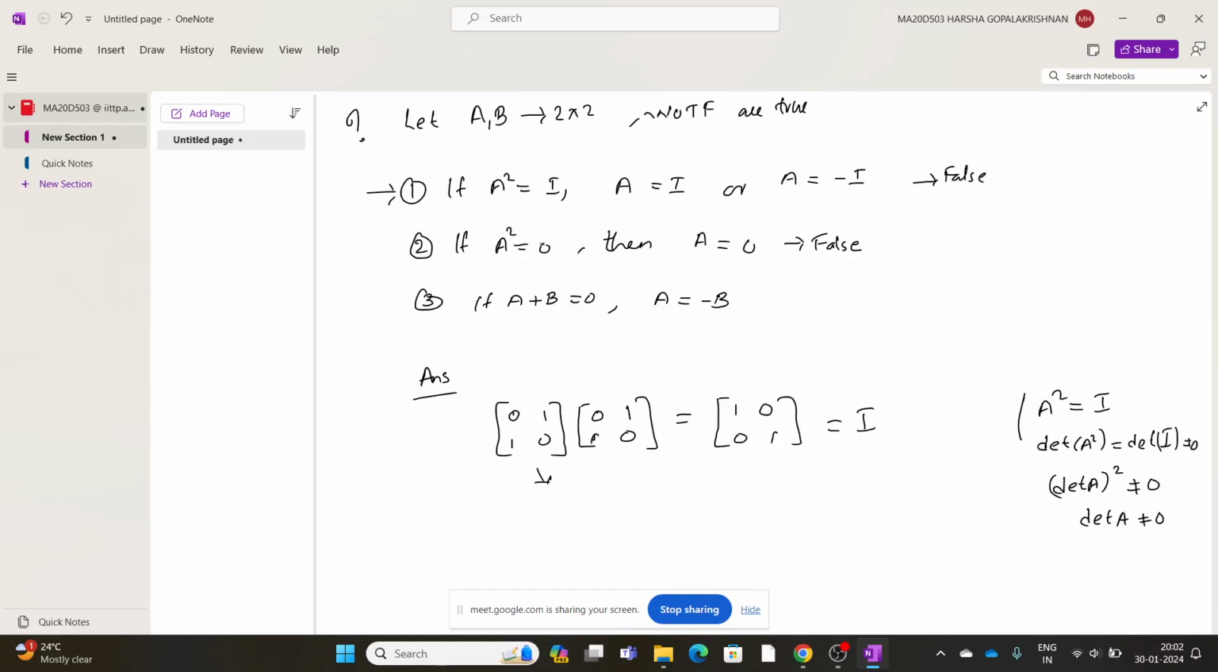Here A cannot be invertible. As earlier, determinant of A square is determinant of 0, which is 0. So determinant of A is 0. So here A is not invertible. So don't try with invertible matrices. Just try with some non-invertible matrices. Non-invertible means one row can be completely 0, the other one is not 0. Something like that.